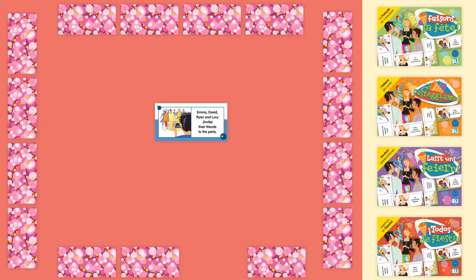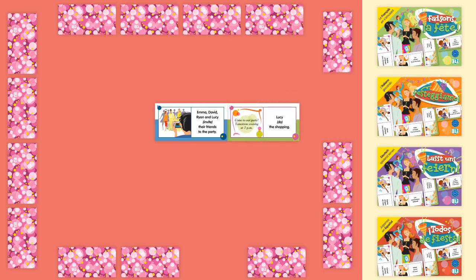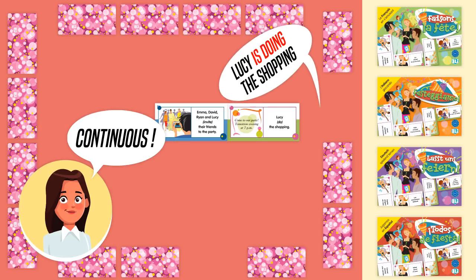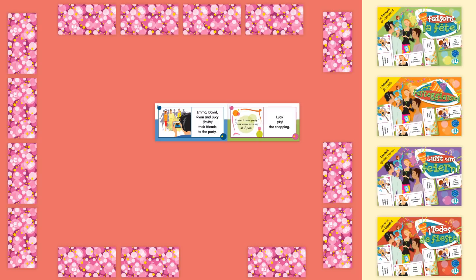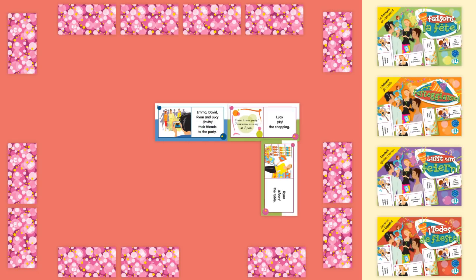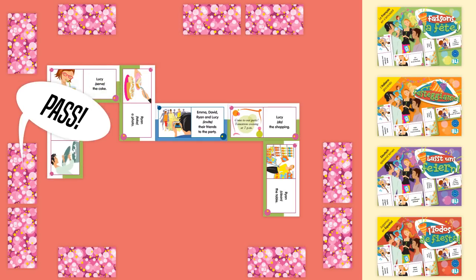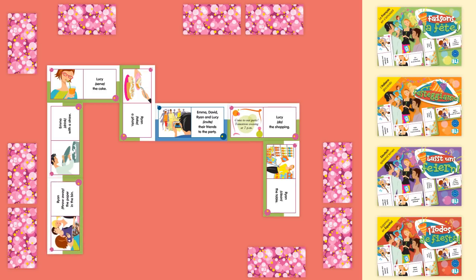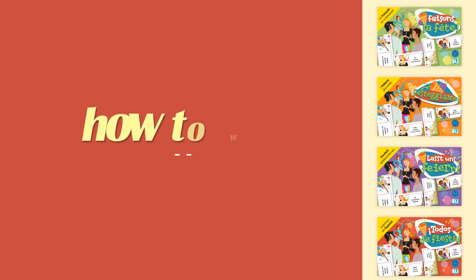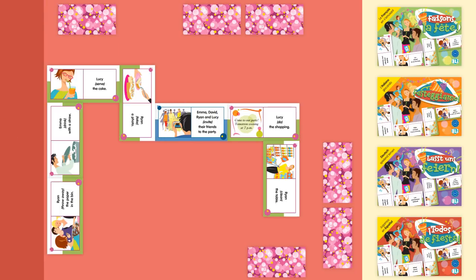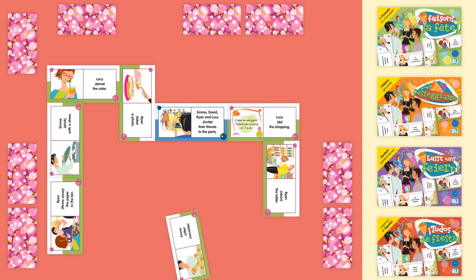Play proceeds with the next player on the right, who matches the illustrated situation with the sentence. Cards can be matched on both sides of the sequence. Remember, the verb must be conjugated in the required tense and in the correct person and form. If a player has no connecting card, he or she must pass, declaring it: pass. The first player to use up all of his or her cards is the winner.